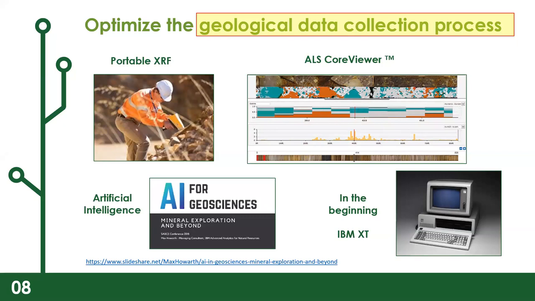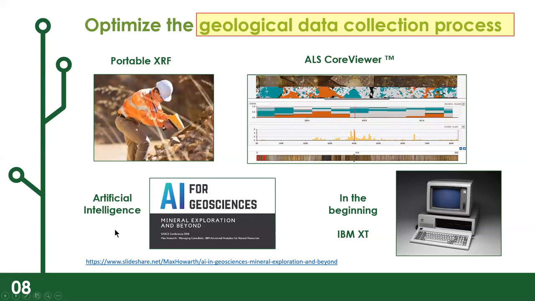And then by having all of this data, you now want to start bringing it together. So ALS is one of the big lab companies. They've got this tool called Core Viewer that allows you to have, first of all, a normal RGB picture of your core. Then you can have hyperspectral in very different wavelengths. You can then graph that, and you can then look at your different mineral elements and start to identify where the area of interest is.